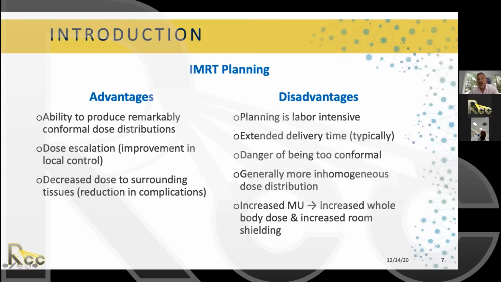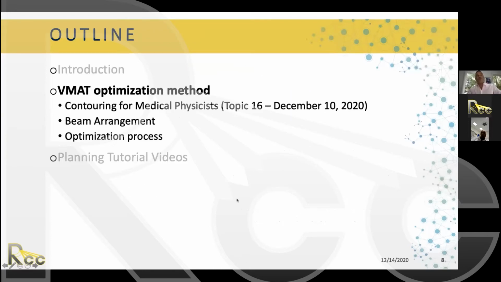So IMRT has a big relationship with the immobilization devices that you use for the patient. You make sure that the patient doesn't move and is well immobilized, because you are being very conformal. So that could be a dangerous thing, but it's a good thing too, no? And then you are going to have more inhomogeneous dose distributions. Again, these are things that you have probably seen before, but I just wanted to give a little introduction before we jump to the optimization method.